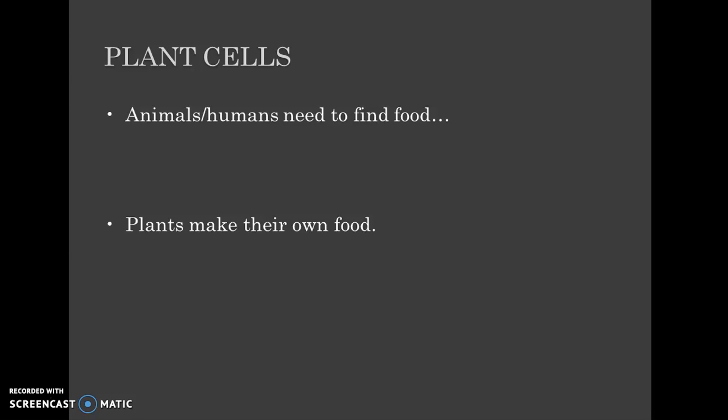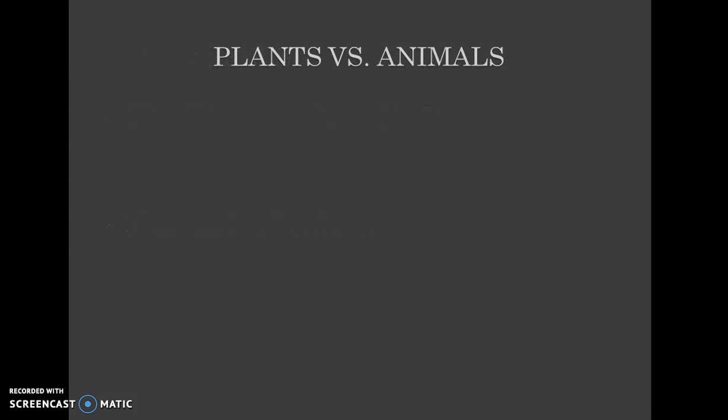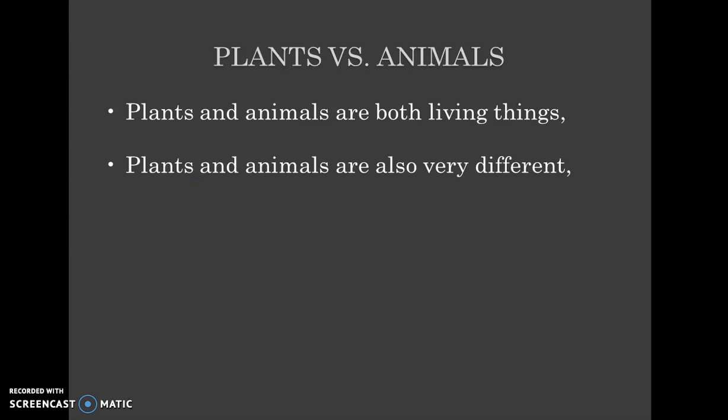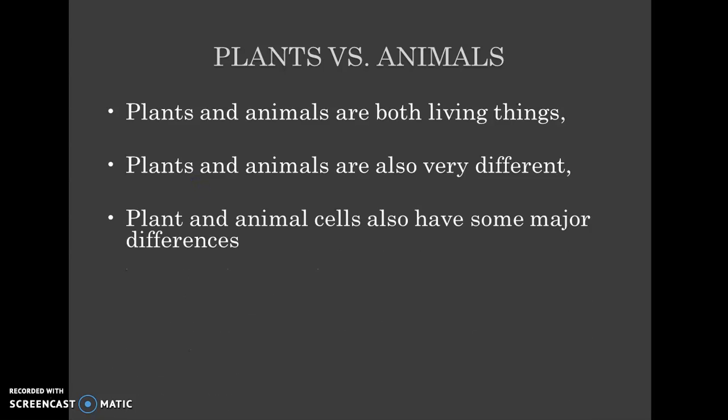So how in the world do they go get food? You don't have to stand behind a plant at the grocery store waiting for them to buy their own food. They can't. They make their own food. That's a major, major difference. And so even though they're the same with plants and animals because they're both living things, we're going to focus on the differences today.